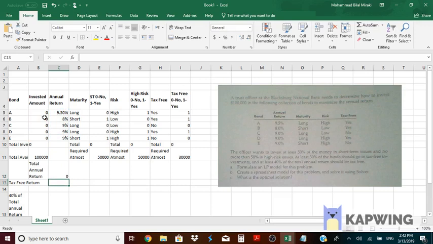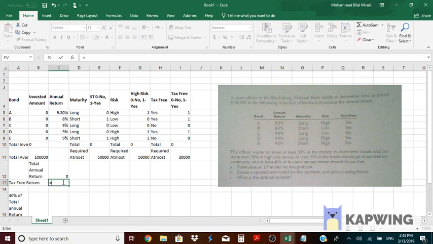Enter. And here the tax-free return. So we're going to determine which are our tax-free bonds. Tax-free bonds are bond A, bond B, and bond D.